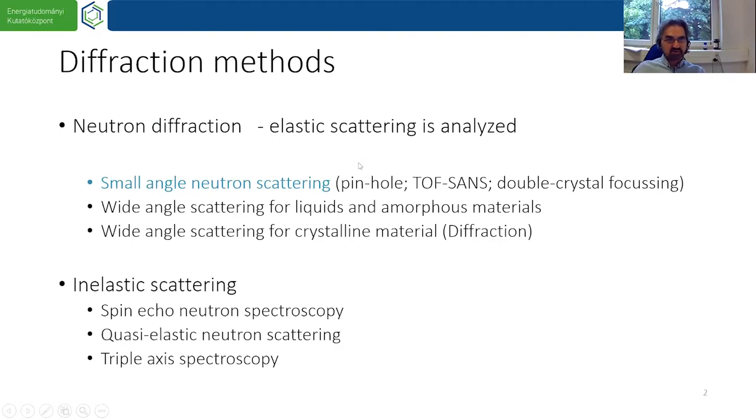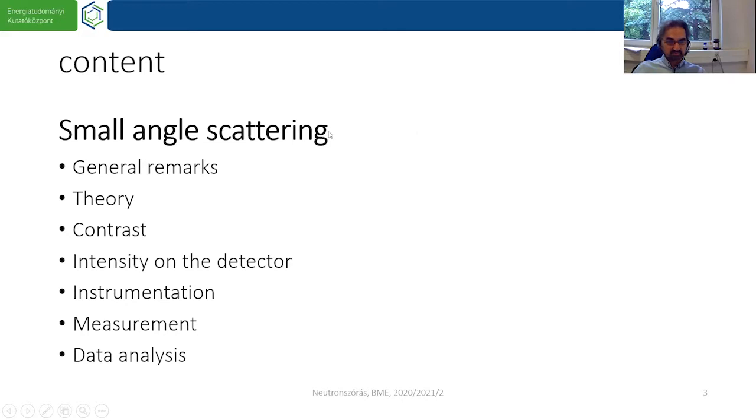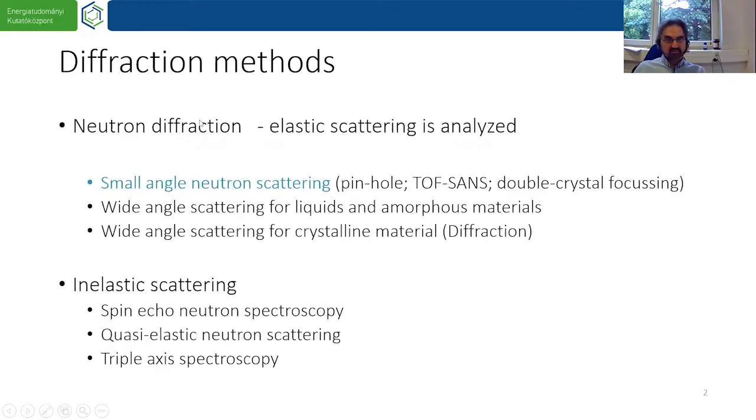So how do we classify the diffraction methods? Now we talk only about neutron diffraction. The first field is the elastic scattering, and within elastic scattering there are a few subfields, one of which is the small angle scattering, which can be done, as you see here in the brackets, by different types of instruments.